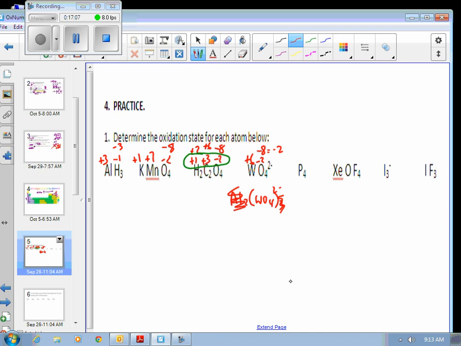P4, don't be tricked by this one. It is just that element and it does not have a charge. It's in its elemental form, 0. Bam. Fluorine, always, always, always, -1. So that's a -4.